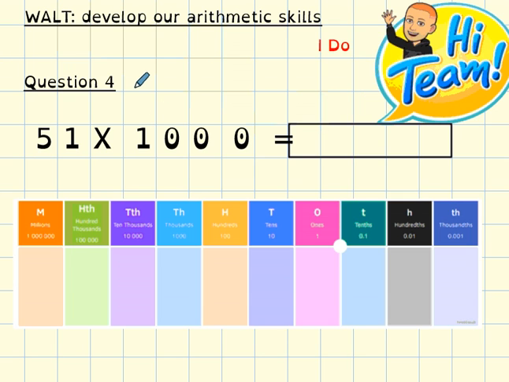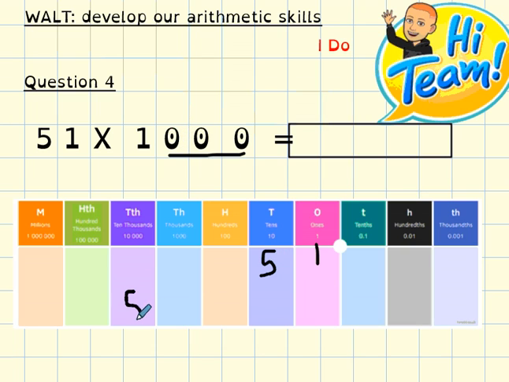Question number 4, multiplying by 1,000. Multiplying by 1,000, I move my digits 3 places to the left because I have 3 zeros here. Dividing by 1,000, I move my digits 3 places to the right. Write my number 51 into my place value grid. Remember I said draw these out if you ever get a times by 10, 100 and 1,000 question, if you need it. Move the 5 3 places, 1, 2, 3.